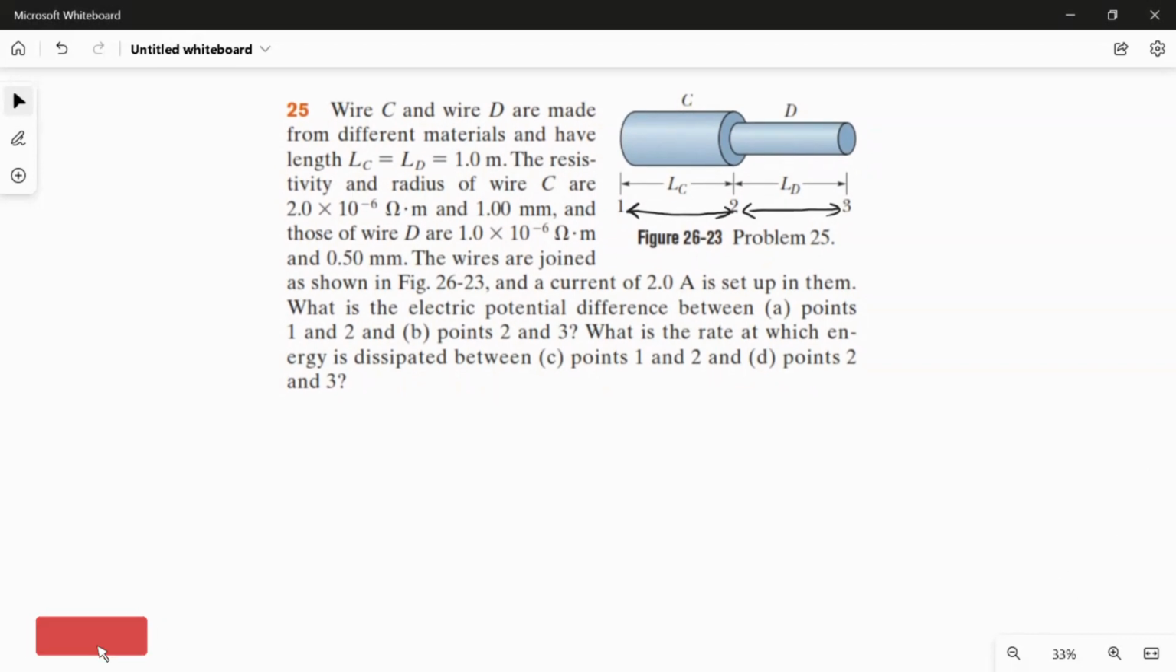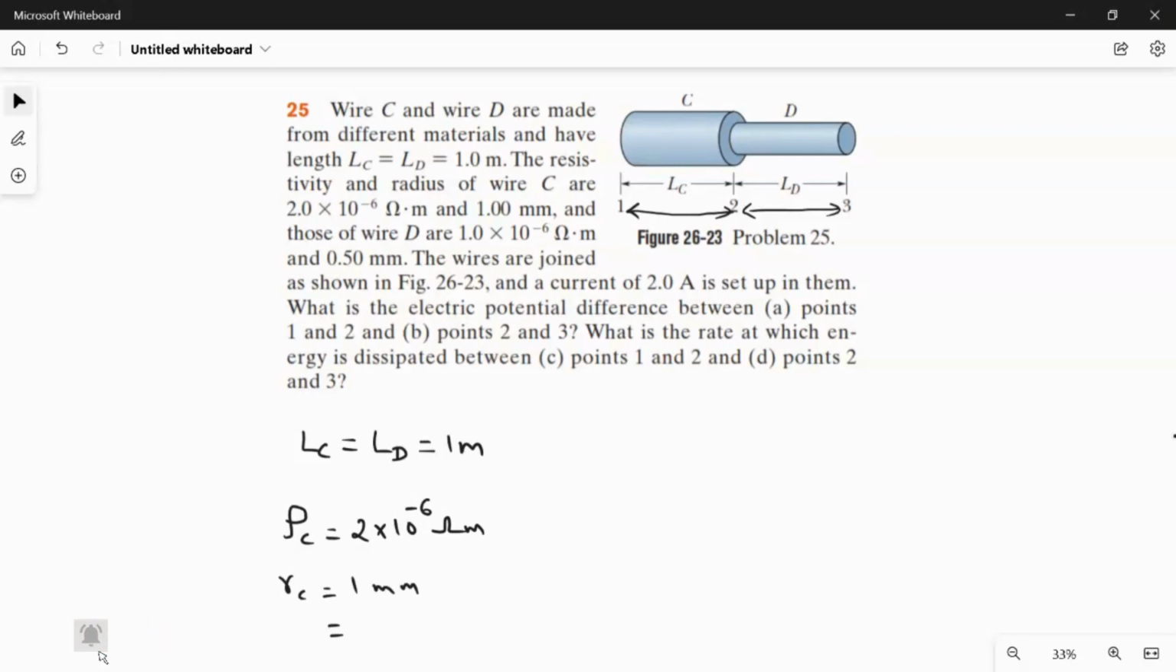First of all, I'm going to write the given quantities. What is given here? The length of wire C, which is equal to the length of wire D, is 1 meter. The resistivity of wire C is given as 2 multiply 10 power minus 6 ohm meter, and the radius of wire C is given as 1 millimeter. If you convert this millimeter into meter, it is 1 multiply 10 power minus 3 meter.